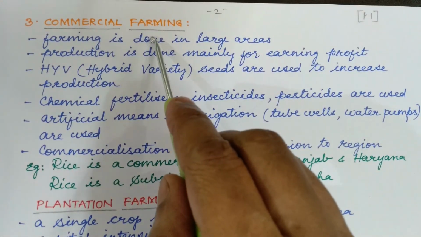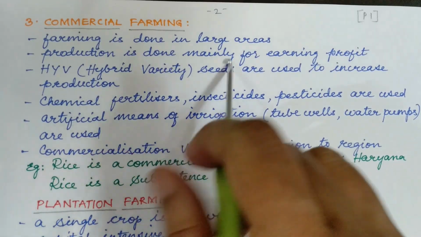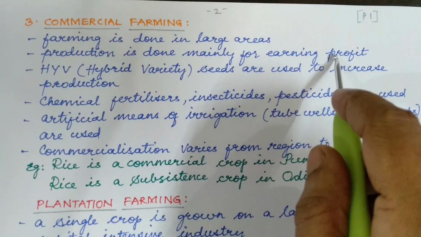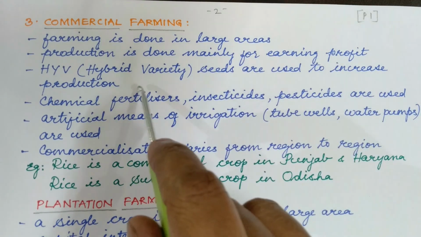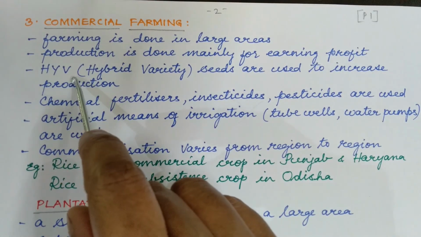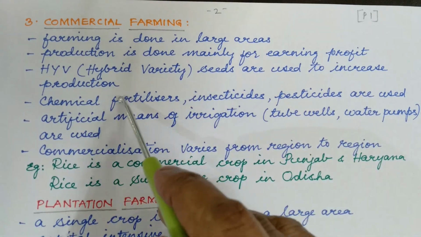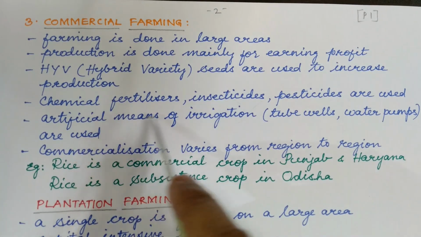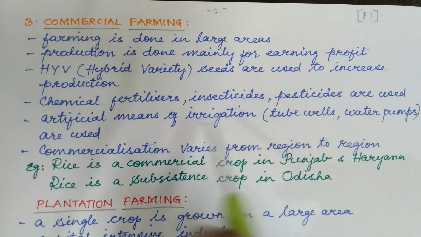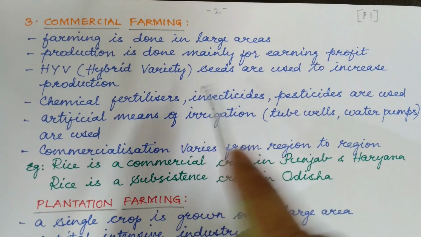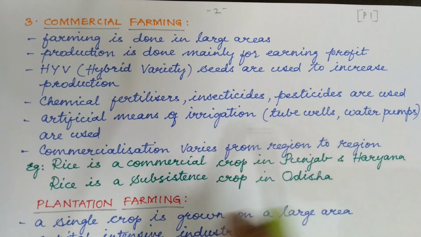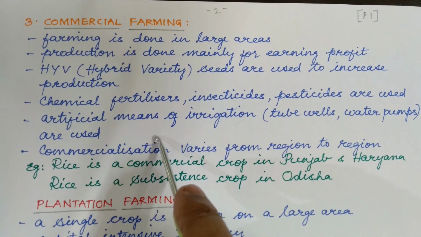Commercial farming is the third type of farming, and this type of farming is done in large areas, and the production is mainly done for earning profit and not for self-consumption. Here, high yielding variety seeds, that is hybrid variety seeds, are used to increase production. And this is a highly mechanized type of farming, wherein chemical fertilizers, insecticides, pesticides are used for increasing productivity. Sources of irrigation include tube wells, water pumps, and other artificial means of irrigation.